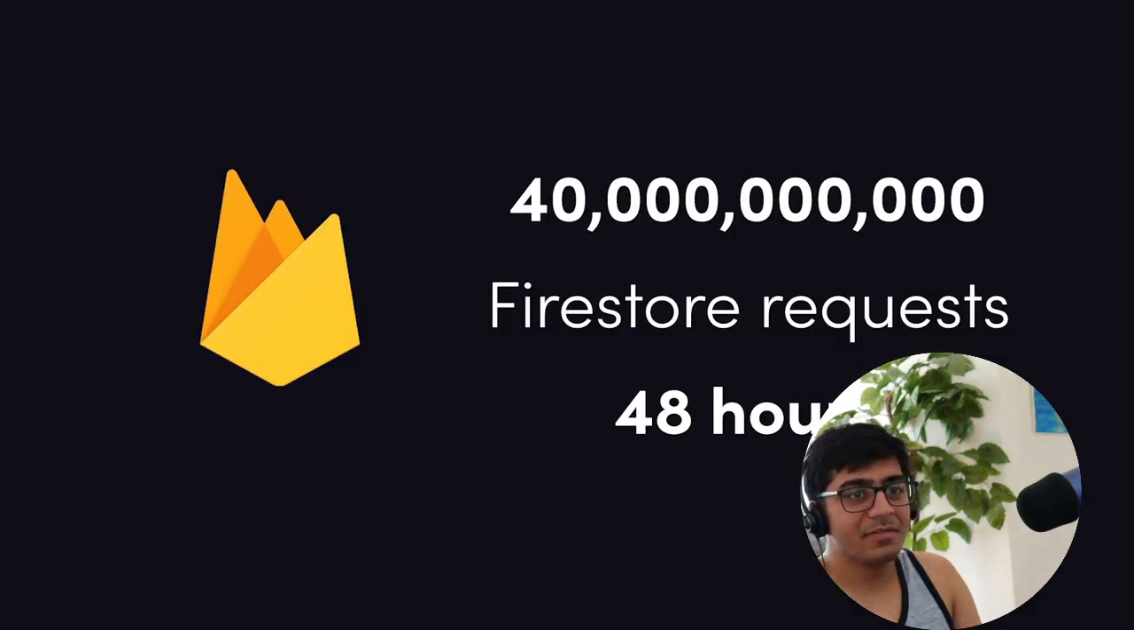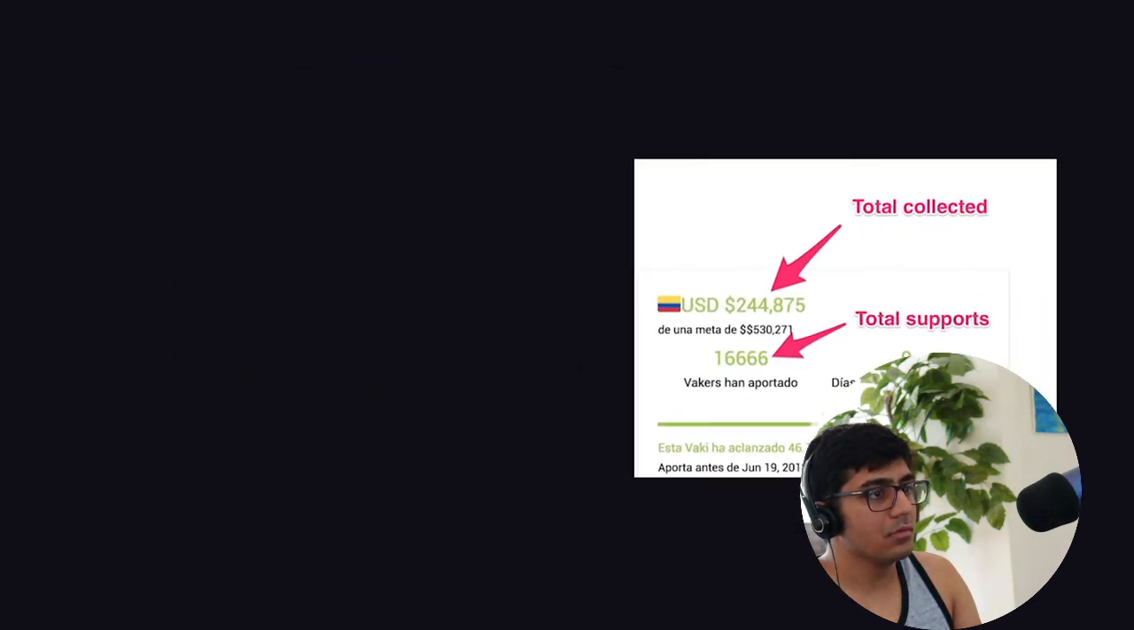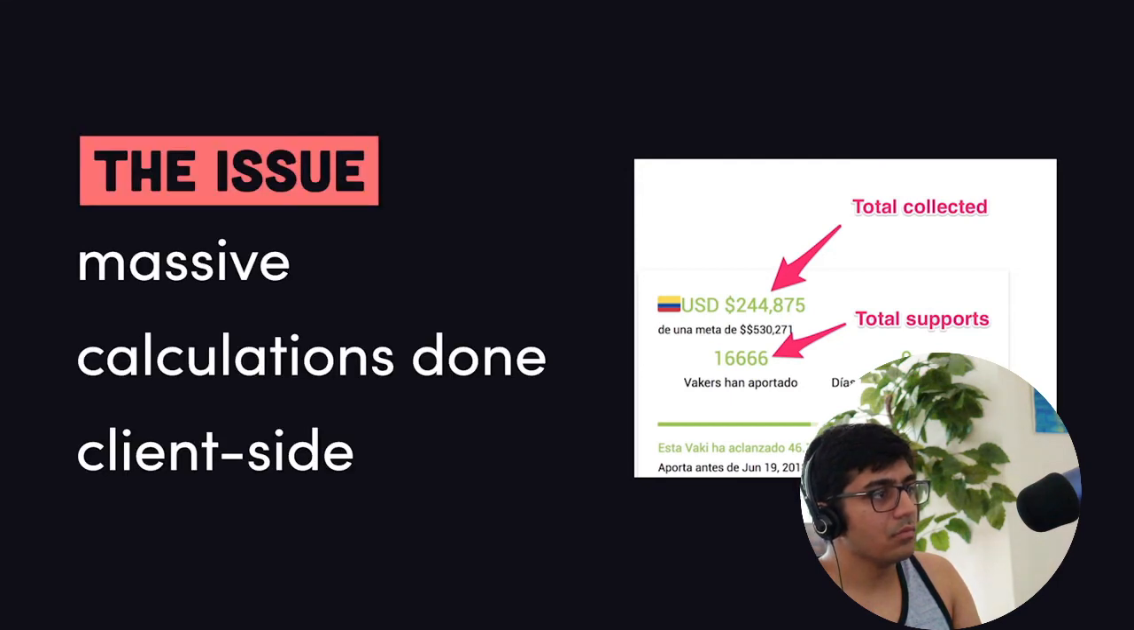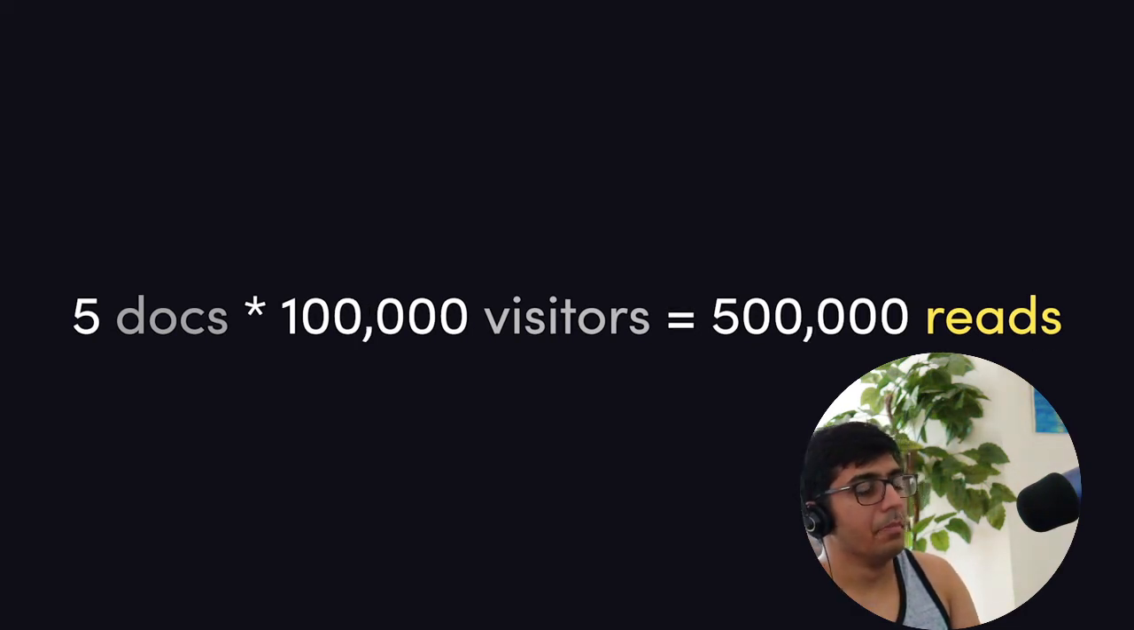Allow me to explain. They built a crowdfunding app, and in the app, they calculate the total amount donated to a crowdfunding cause. They perform the calculation client-side by reading all of the donations from the database for that cause. Now let's imagine you have 5 people who donated to a cause and 100 visitors to that page. That would equal 500 document reads. Now let's imagine you have 100,000 visitors. That'd be about 500,000 reads, which still isn't too bad.